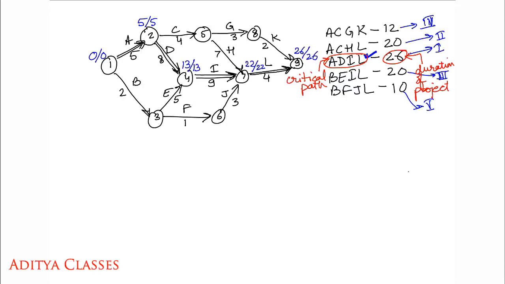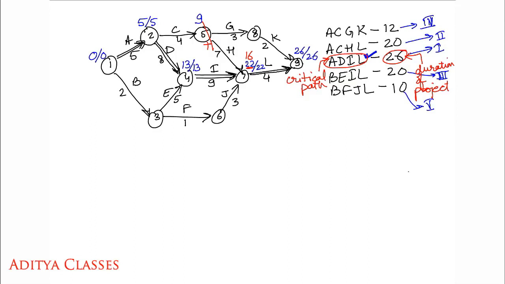If I start at 0, I'm looking at path ACHL. If I start at 0, 0 plus 5 is 5. 5 plus 4 should give me a 9. Then 9 plus 7 should give me a 16. Now we have a controversy. Some time back you wrote 22. Now you want 9 plus 7, 16. What do we do with this controversy?